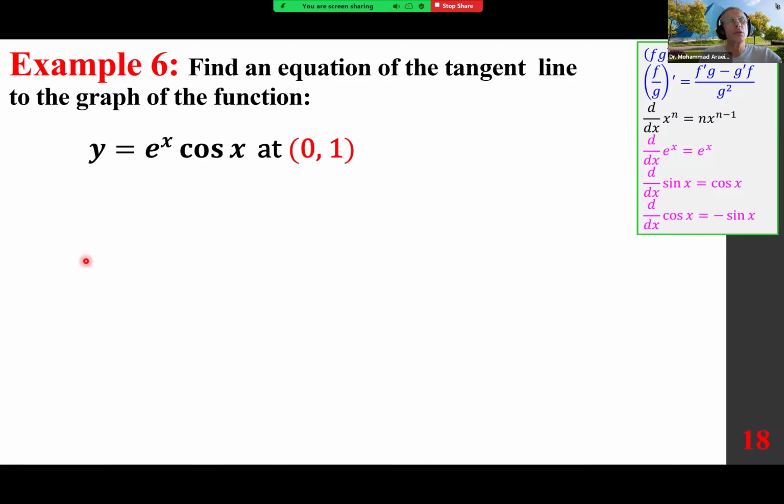So we want to find an equation of a tangent line to the graph of the function y equals e to the power of x cosine x at 0, 1. We need two things, a pair which is given and the slope. Therefore, we are going to put a raised dot in between and use the product rule.